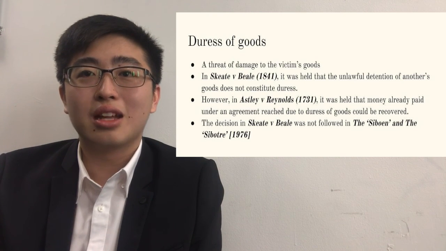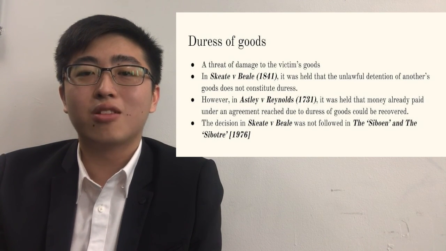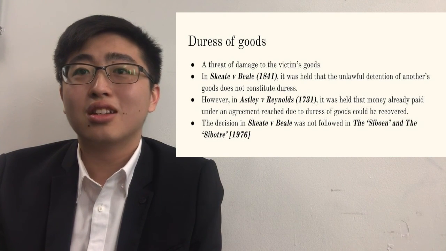The decision in Skeate v Beale has come under heavy criticism, and in the case of The Siboen and The Sibotre, 1976, Justice Kerr refused to follow it. Given the development of economic duress, it can be predicted that the case of Skeate v Beale will not be followed in today's case. Also, in the case of The Evia Luck, 1992, Lord Goff approved Justice Kerr's obiter dictum, and it is clear that duress of goods can form the basis of a claim for relief.